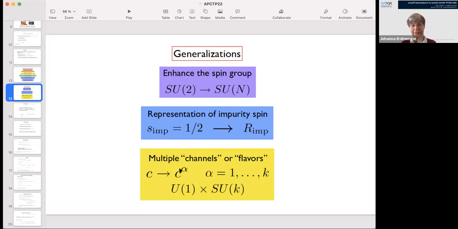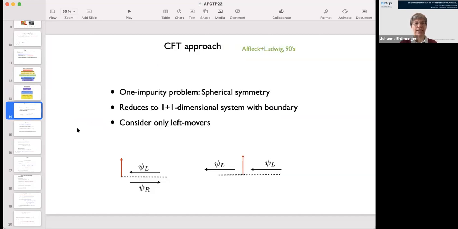Okay, so if these are the creation operators in our field psi, we can take several of them and have an additional SU(K) symmetry. In particle physics, this would be called a flavor global symmetry, and in condensed matter physics, this is called a channel symmetry. But mathematically, this is exactly the same as a flavor symmetry. So these are possible generalizations. And that brings me already to the CFT approach.